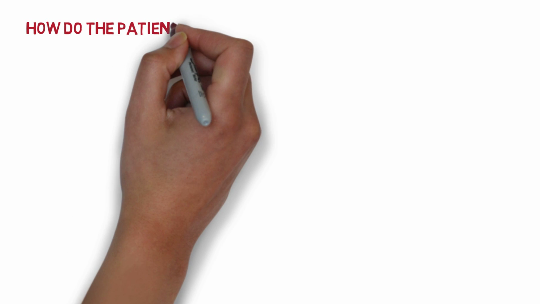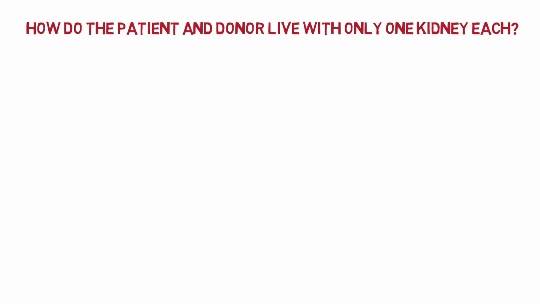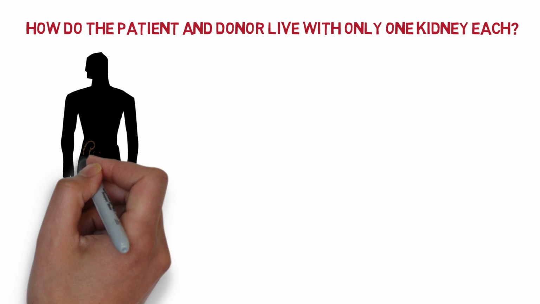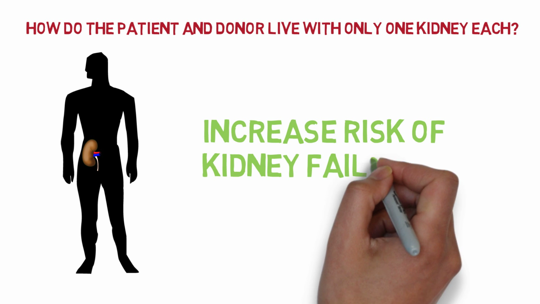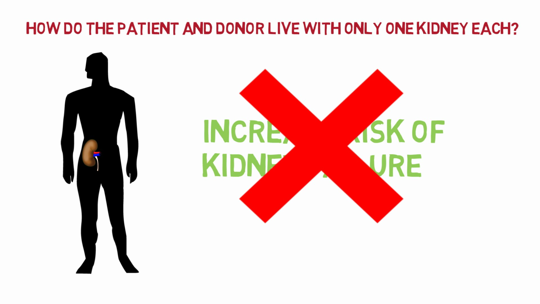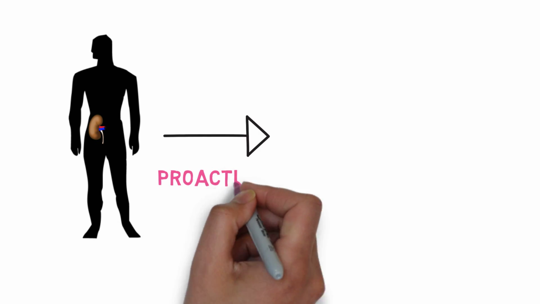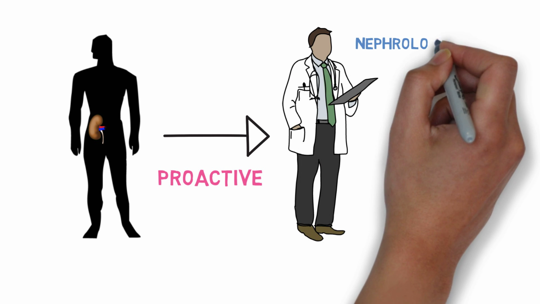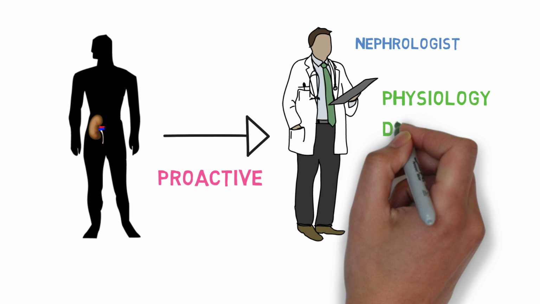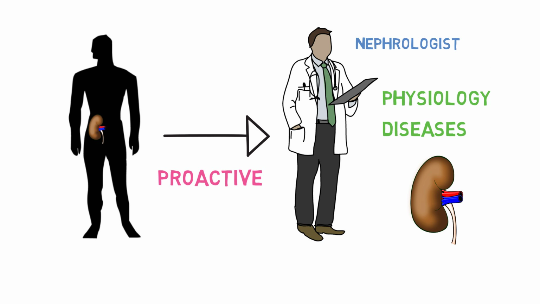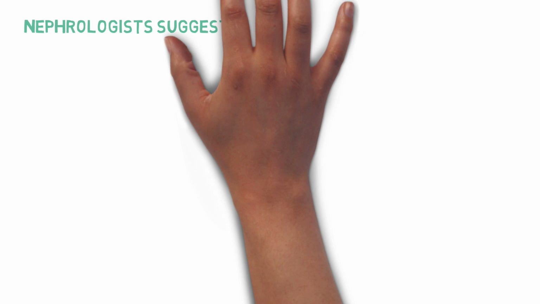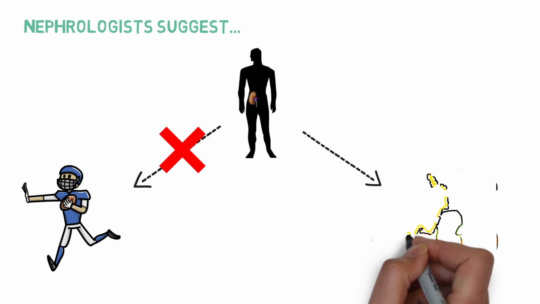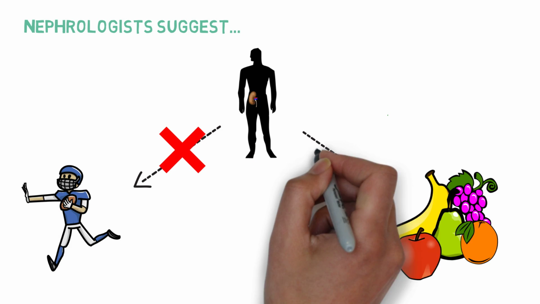So how do the patient and donor live with only one kidney each? Individuals that possess only one normal functioning kidney do not possess a higher incidence of kidney failure compared to those with two functional kidneys. Patients with only one functioning kidney must be more proactive in consulting with their nephrologist, a doctor that specializes in the physiology and diseases of the kidneys. Nephrologists suggest that those living with one kidney should avoid rigorous contact sports, and depending on the progression of the kidney, a modified diet may be sought out.